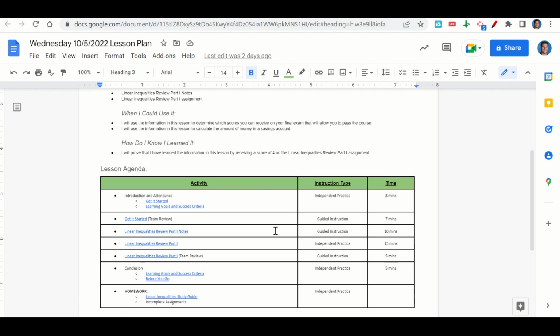At the end of class, we'll go back over the learning goals and success criteria while you fill out your Before You Go. Your only homework for tonight is to continue working on the Linear Inequality Study Guide and any incomplete assignments that you may have.